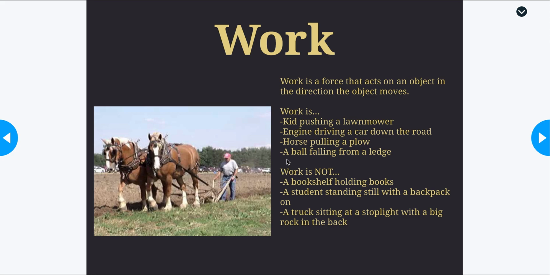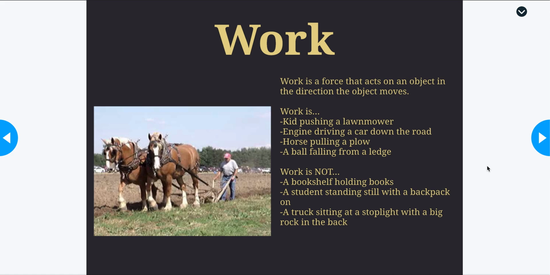And if you just drop a ball from a ledge, in that case, gravity is a force acting on the ball, and the ball is moving, therefore work is being done. However, work is not happening in the following situations. A bookshelf holding books. While the books are exerting a downward force, the bookshelf is not moving, therefore there is no work being done. A student standing still with a backpack on. If you're ever doing this, you're actually not doing any work because even though the backpack has a downward force and you feel that weight, you are not moving the backpack, therefore no work is being done.